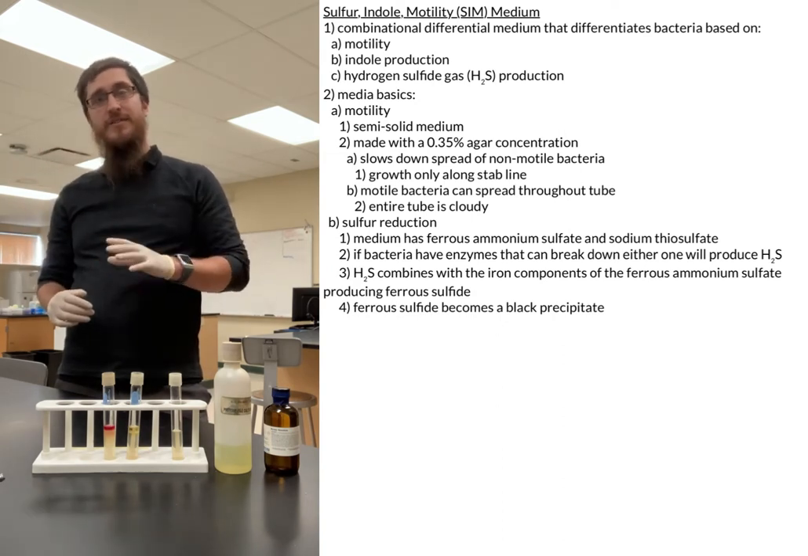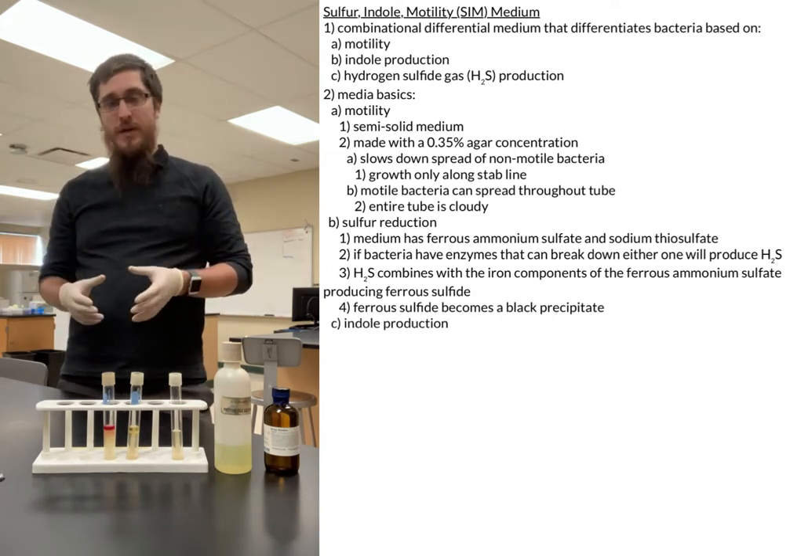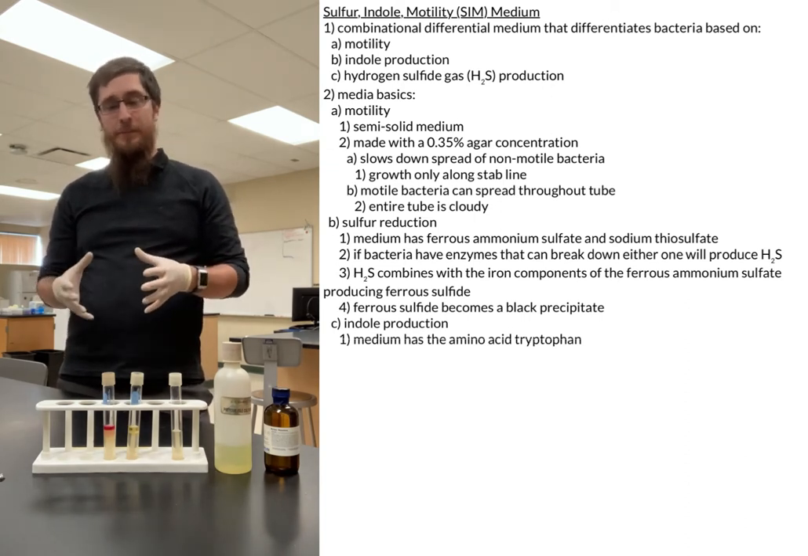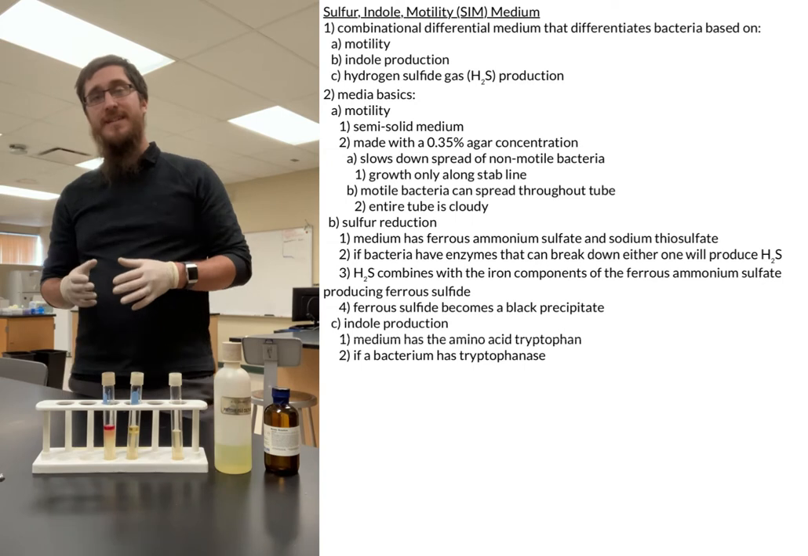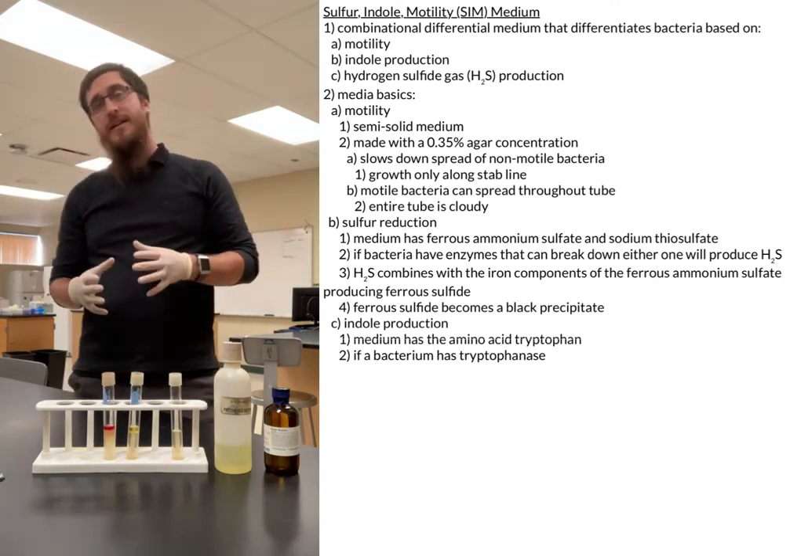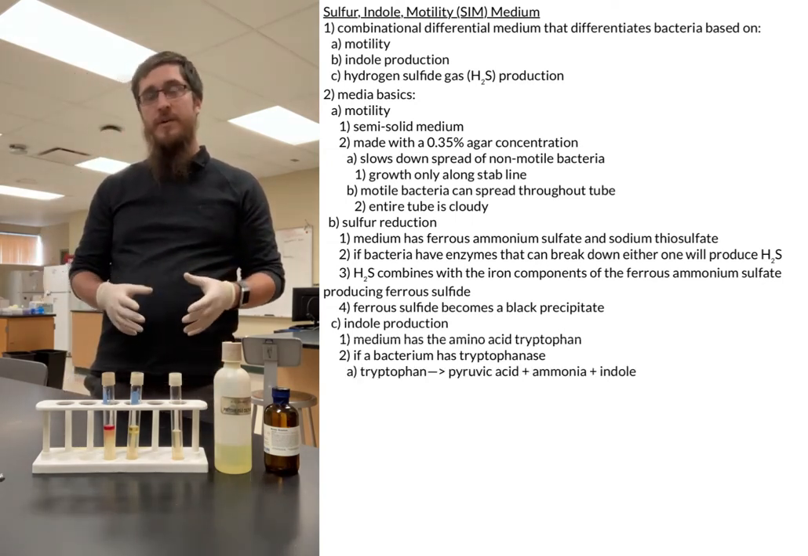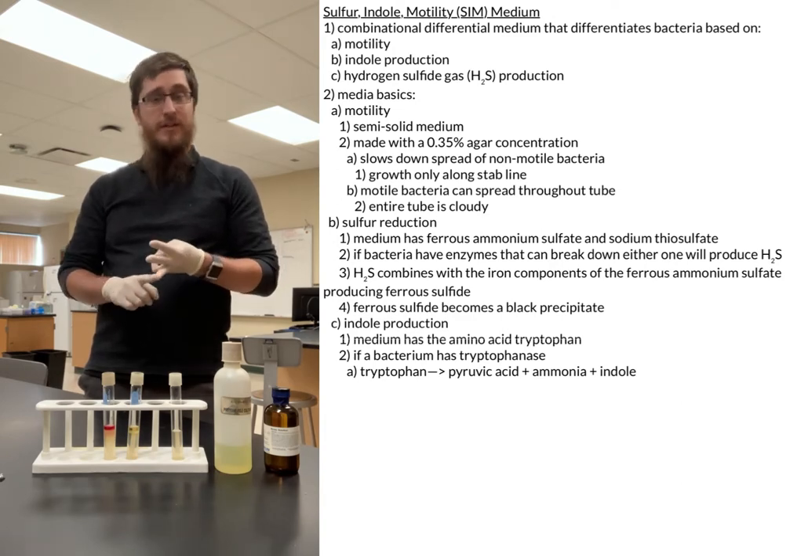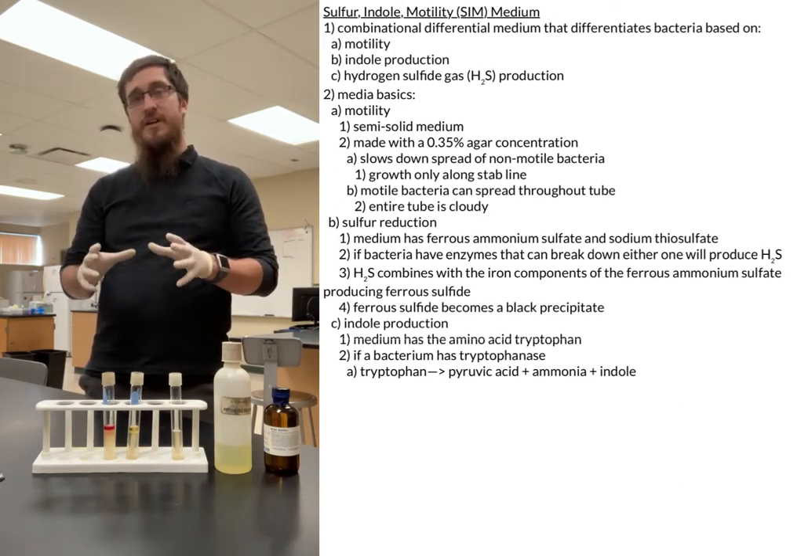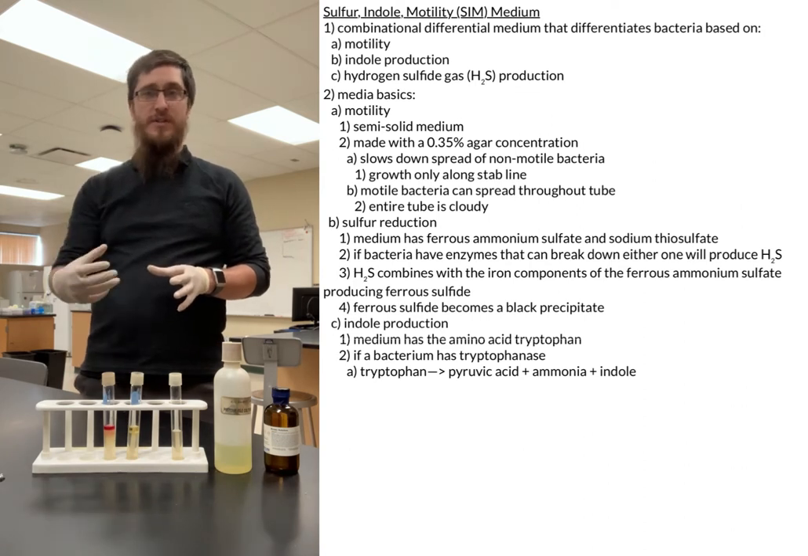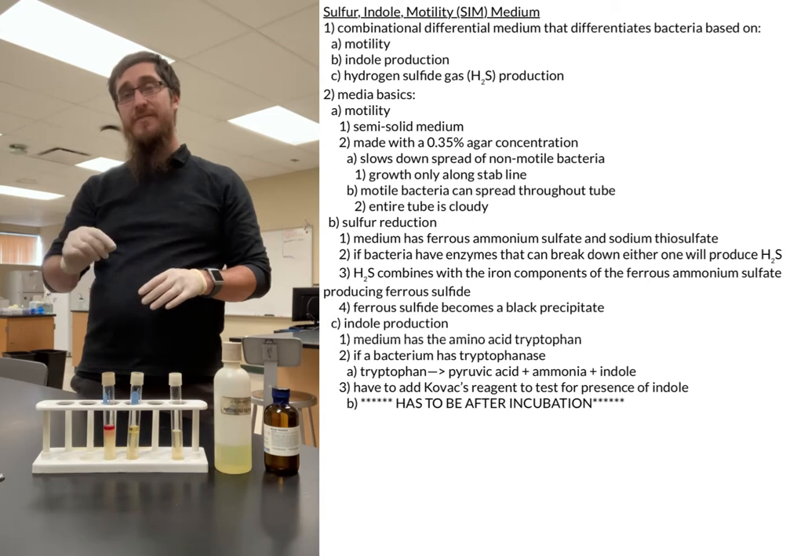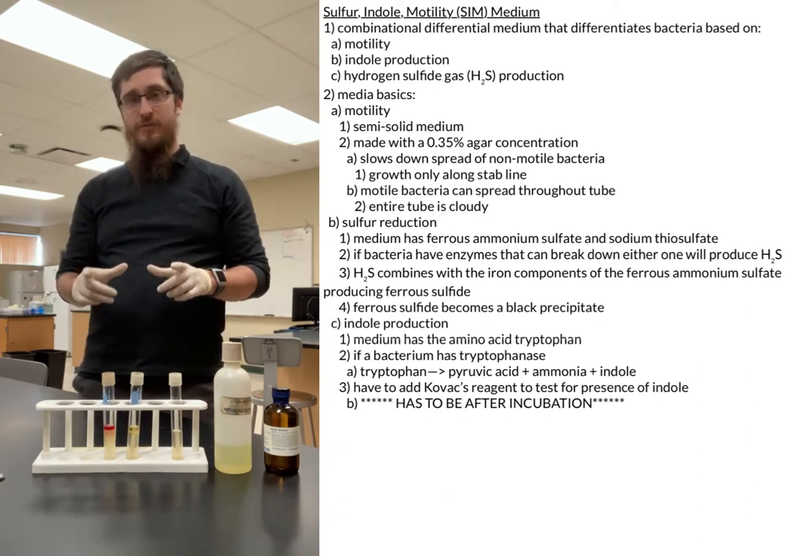Our last thing is then the indole production. The medium also has the amino acid tryptophan. If a bacterium has the enzyme tryptophanase, it can break tryptophan down into pyruvic acid, ammonia, and indole. The way that we test to see if indole is present is that we add Kovacs reagent to our tube after incubation. And this is really important.